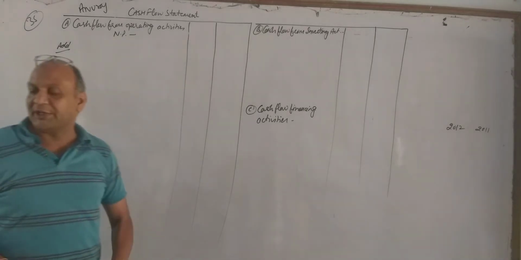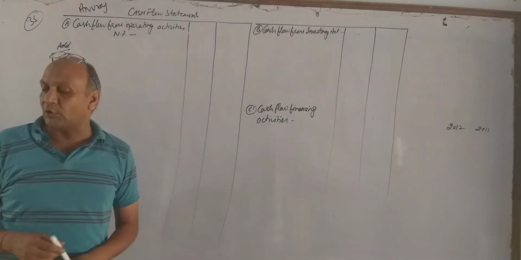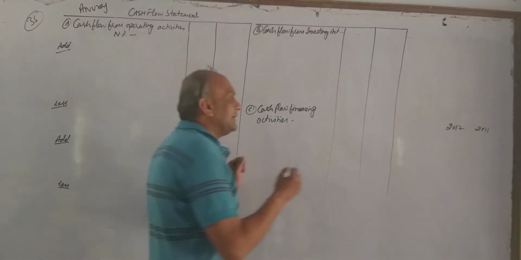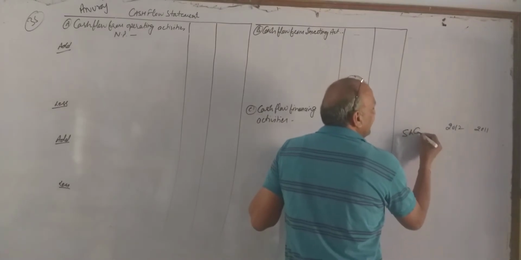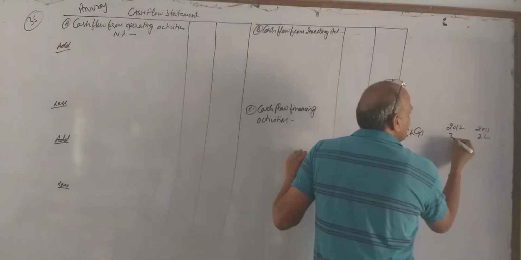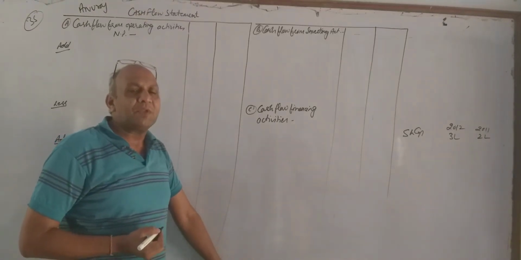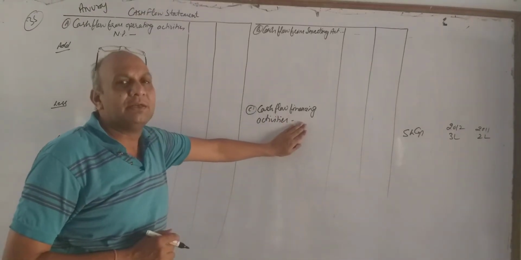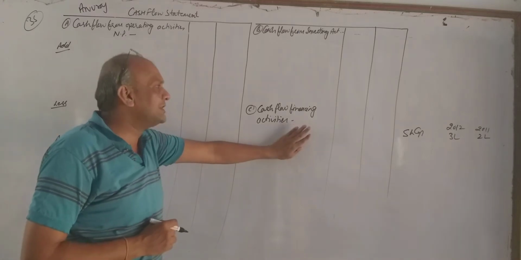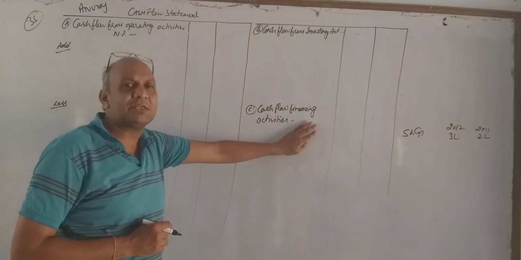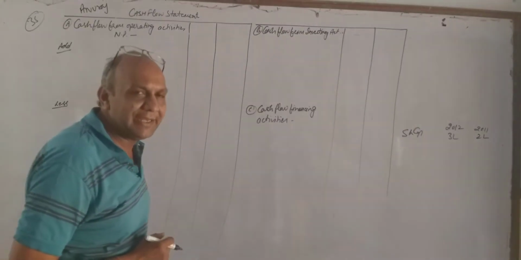So the first item in the balance sheet is shareholders' fund. First we have share capital. Share capital last year is 2 lakh, now it is 3 lakh. So our share capital is increasing. As you know, share capital is a source which helps in financing activities. With the help of shares we get finance.